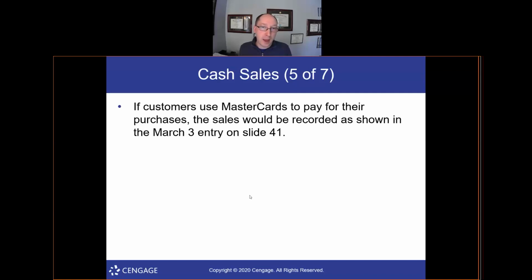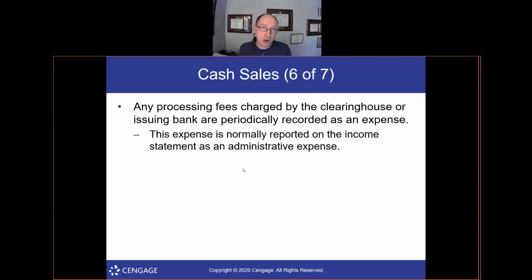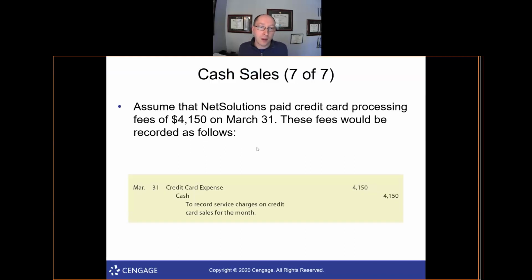So customer uses MasterCard to pay for their purchase. It gets recognized as a fee. It's just a regular expense. So eventually you'll get a bill from the credit card processing company, right? You'll need to pay that, of course. So what you do is you debit credit card expense, which is just a regular expense on your income statement, and you credit cash to represent the payment of that bill.